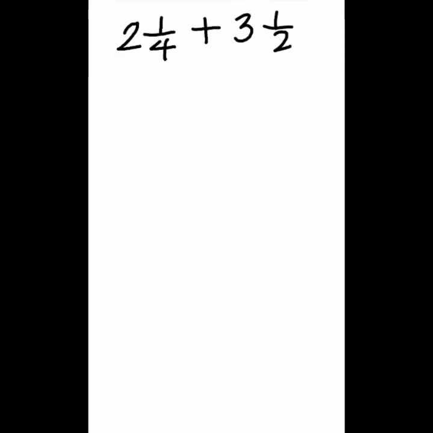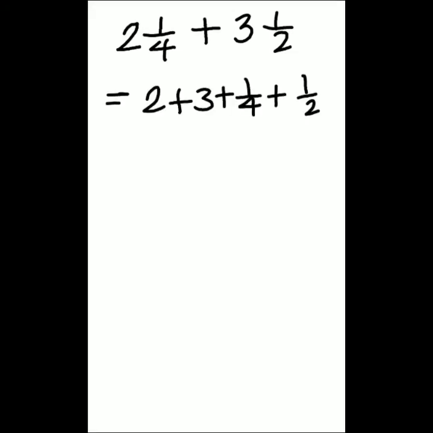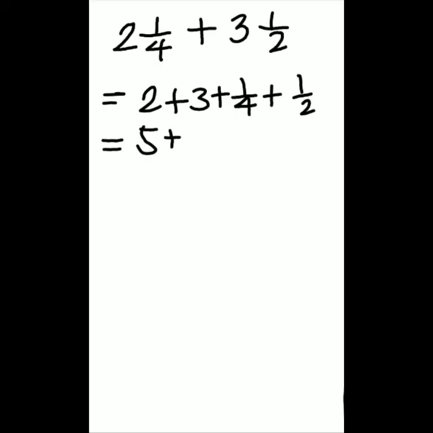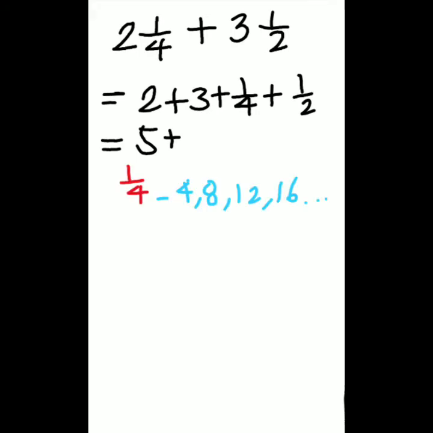Example of an addition of mixed fraction is 2 and 1/4 plus 3 and 1/2. First rearrange the equation to 2 plus 3 plus 1/4 plus 1/2. Simply add 2 and 3 which is equal to 5 then perform the addition of fraction for 1/4 plus 1/2.